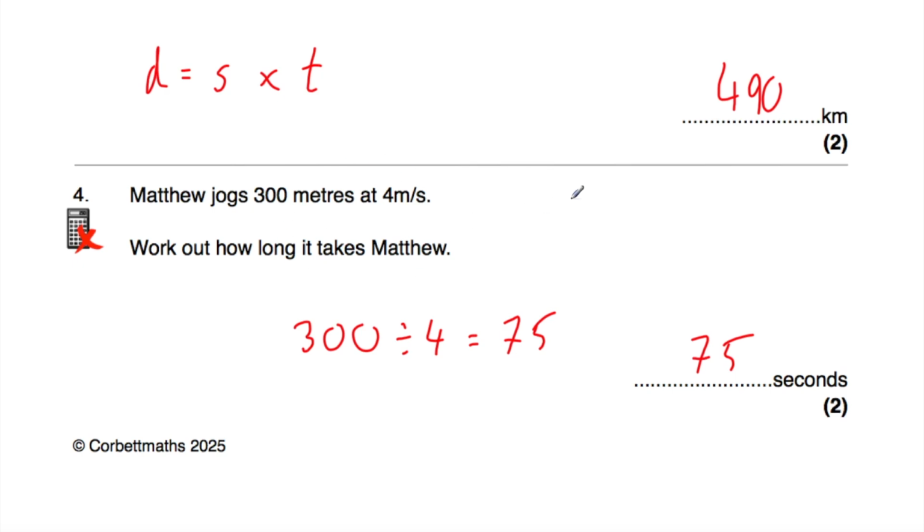Or another way to do it is, if you want to work out the time taken, you just take the distance and divide it by the speed. So if you take the distance, which is 300, and divide it by the speed, 4, and do 300 divided by 4, that's equal to 75.